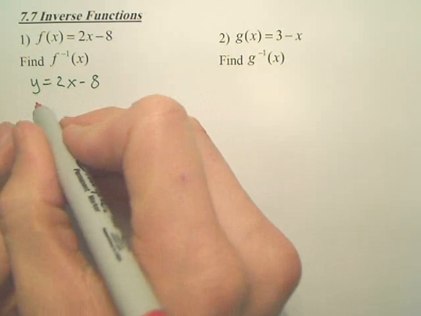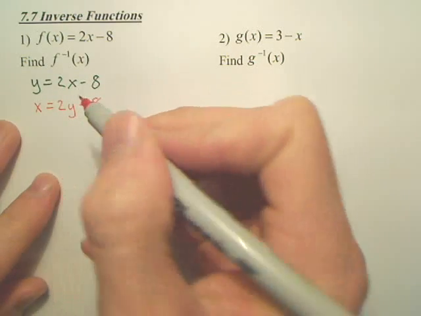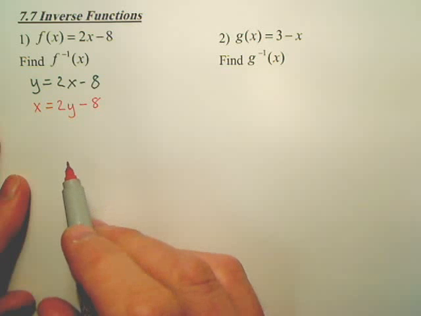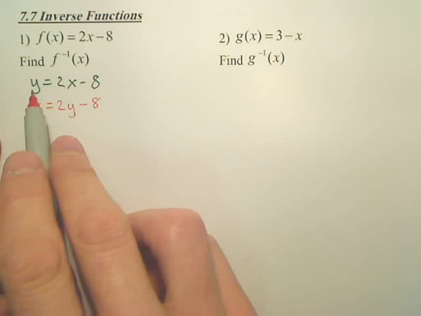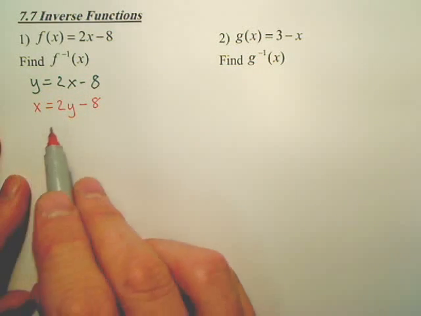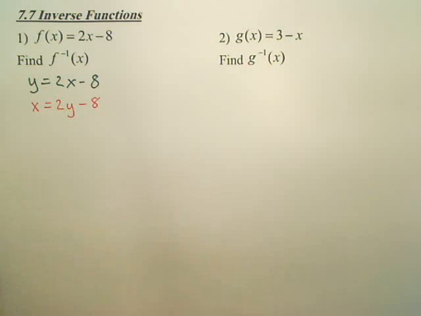All you do, let me just write it and let you see if you could figure it out. That's the inverse. Take a look at that. See if you could figure out what I did. All I did was switch the x and y. You see I just switched them? There's your inverse. Now you just got to simplify your inverse so it's y equals.